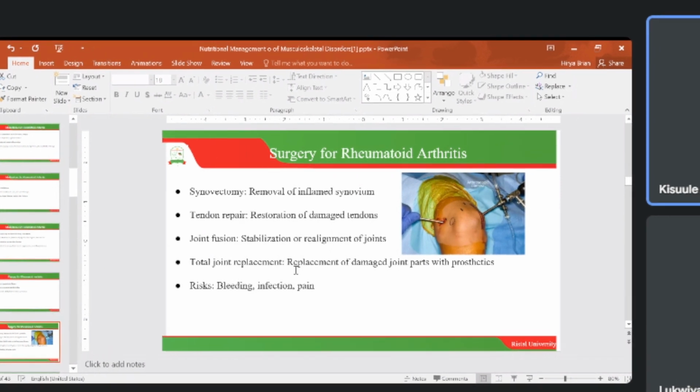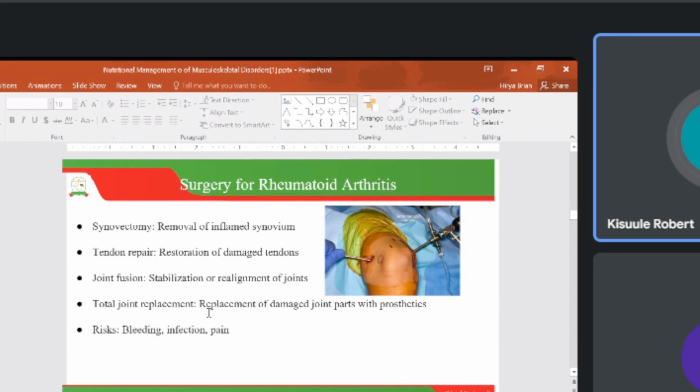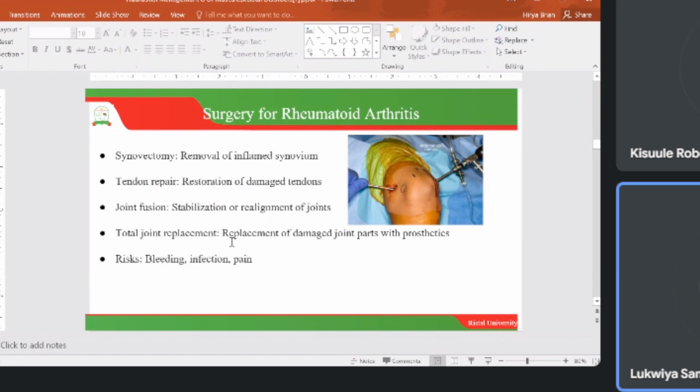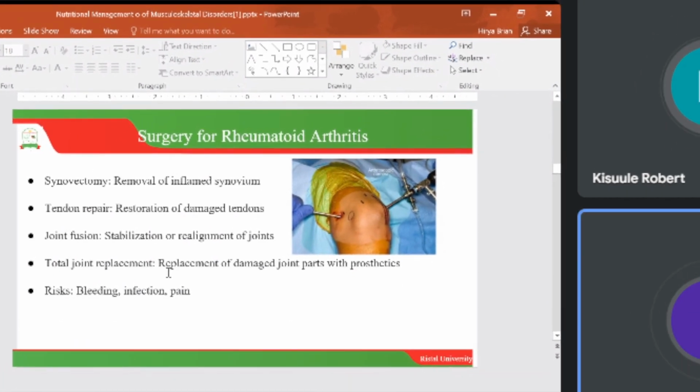When we talk of joint fusion, really here, in most cases we cannot replace most of these joints, so we could try as much as possible to perform these joint fusions to relieve pain, and also in those places where that joint has been affected permanently. So we are trying as much as possible to bring back function.